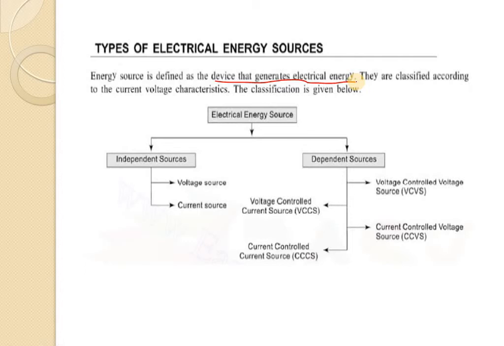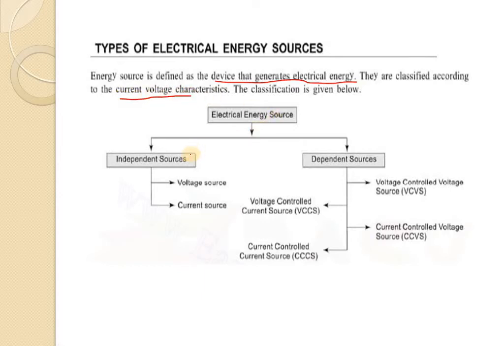A DC energy source can be generated from a DC generator or battery, and AC sources from an AC generator, also termed alternators. Alternators can generate AC sources. Now, they can be classified according to the current-voltage characteristics, and that nature is shown here.